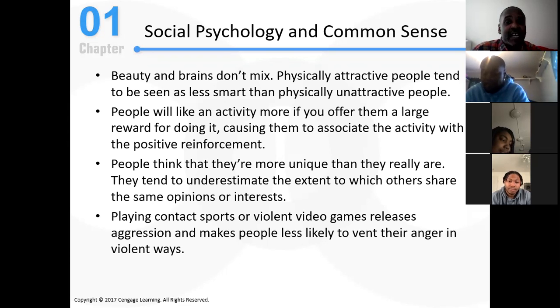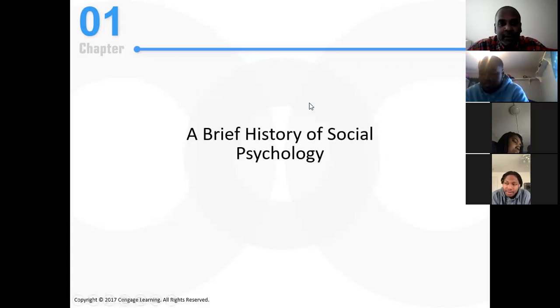So keep this in mind as we talk about social psychology. People think that they're more unique than they really are. They underestimate the extent to which we share the same opinions or interests. So oftentimes, we think that we're unique and special, but almost everything that's within you is within other human beings as well. We believe that playing contact sports or violent video games releases aggression and makes people less likely to vent their anger in violent ways. But these things are not always true.